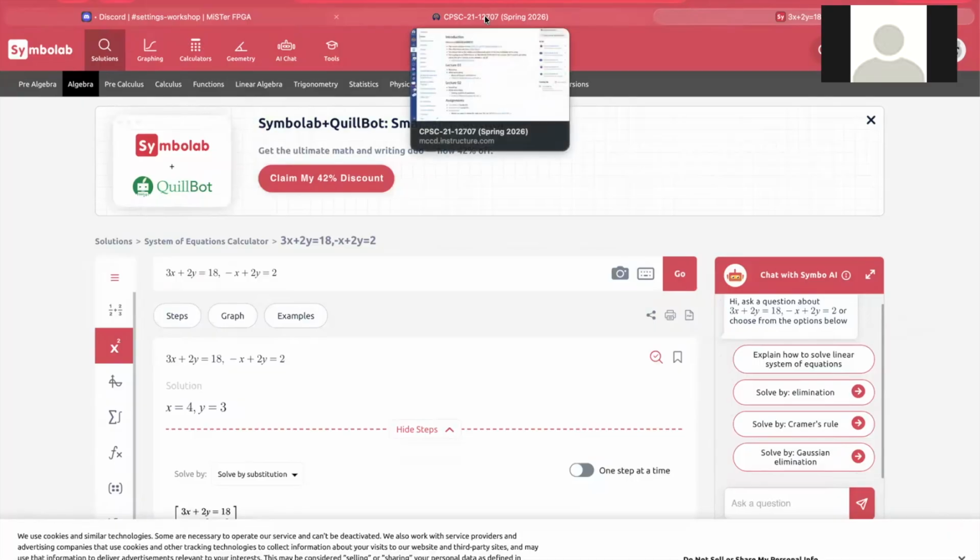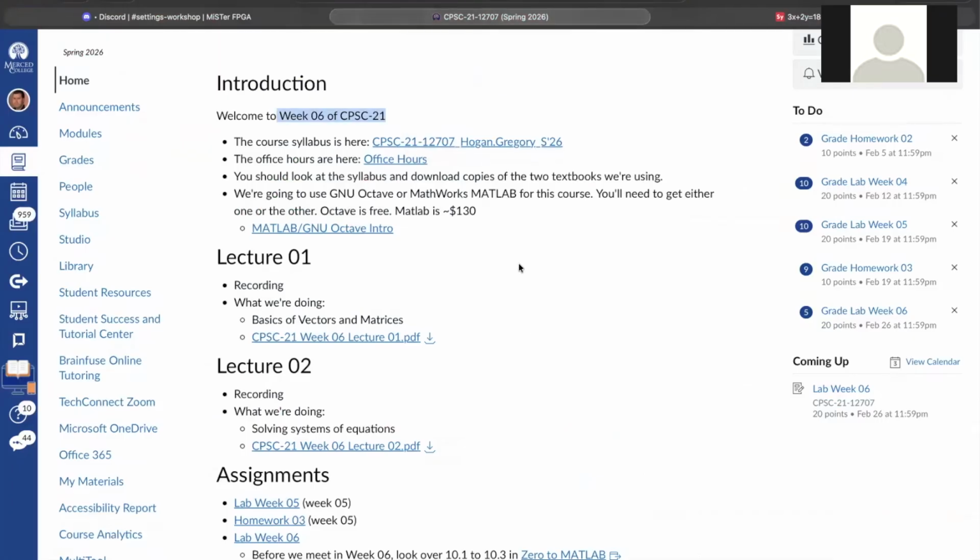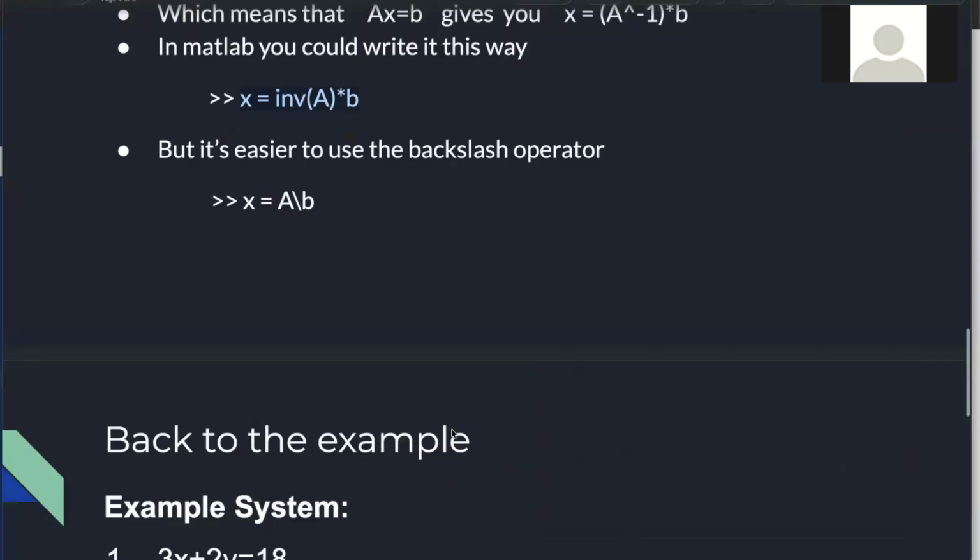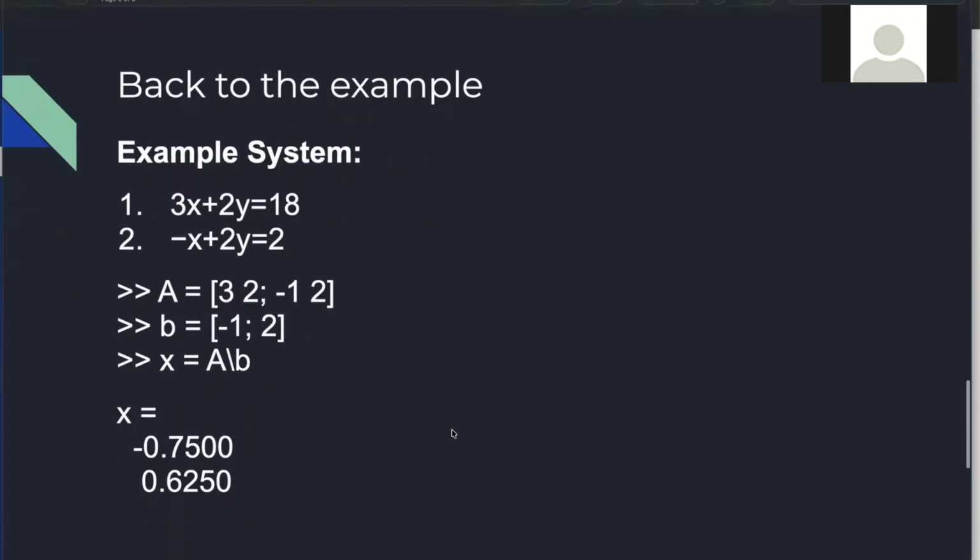I'll probably post another video where I do some of this by hand to illustrate some of the terminology for you. But for the moment, this is pretty straightforward, right?